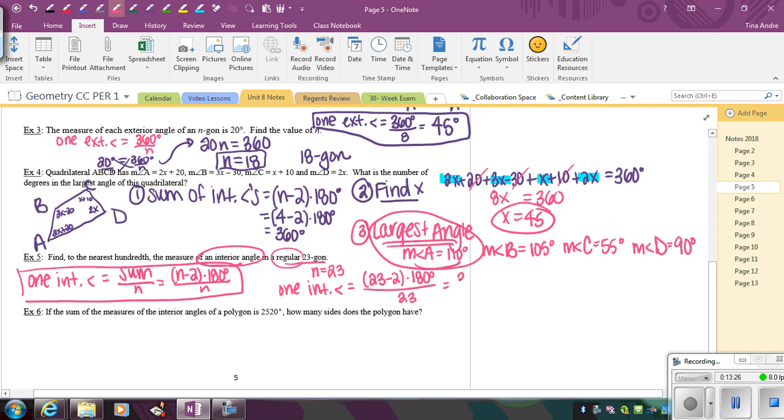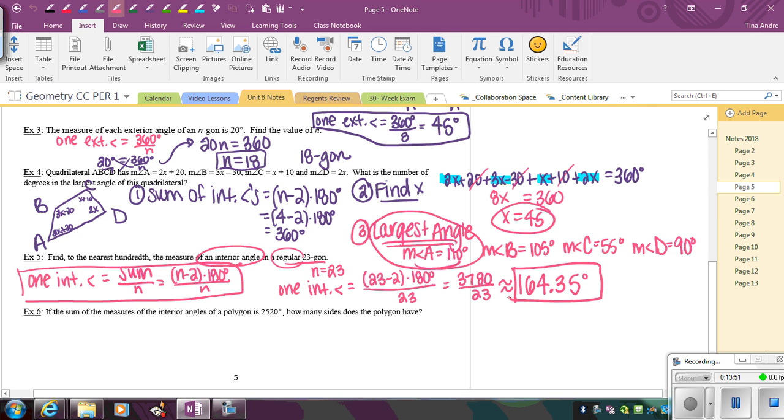So that's going to give me 3,780 over 23. So divide that by 23, and we end up with a decimal. So to the nearest hundredth, I'm getting 164.35 if I round to two decimal places, degrees, because this is an angle measure.